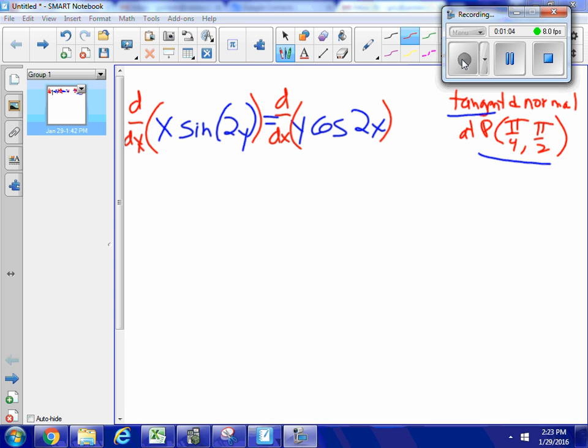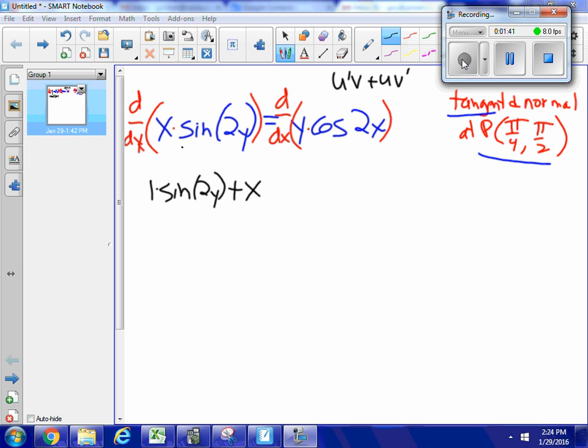Well, noticing that both sides of these are products, I'm going to have to use the product rule, which is u prime v plus u v prime. So let's work on the left side. Well, I have u, so u prime, x prime, is just simply 1. And then times v, which is sine 2y, plus u, which is x, times the derivative of v.